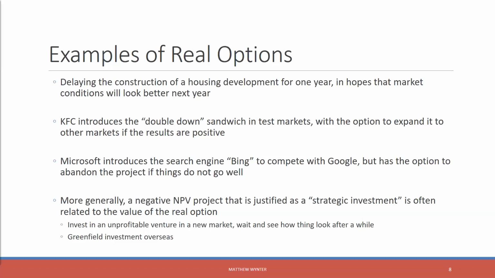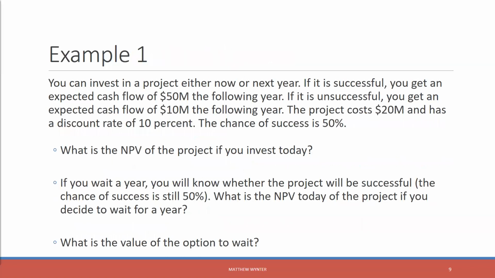More generally, you can have a negative NPV project that's justified as a strategic investment. These often will be valued as real options that give you the ability to expand or to basically learn about a market. Greenfield investments overseas oftentimes will fall into this profile, where you'll have a negative NPV investment, but it actually is a strategic investment, meaning that the firm is exercising a real option.